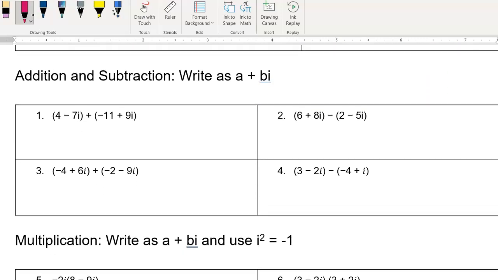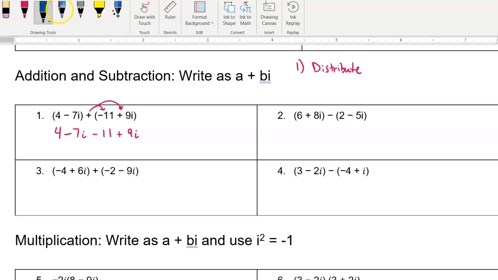But now let's work with some more things with this a plus bi. So let's look at how we can add or subtract complex numbers. Whether we're adding or subtracting, the first step is to distribute. So let's do that with this first one. There's nothing to distribute outside the first parentheses, but outside the second set of parentheses, we have a plus sign. So I'm going to distribute that. The first set stays 4 minus 7i. And then when we distribute the positive through, a positive times a negative is a negative. A positive times a positive stays a positive.